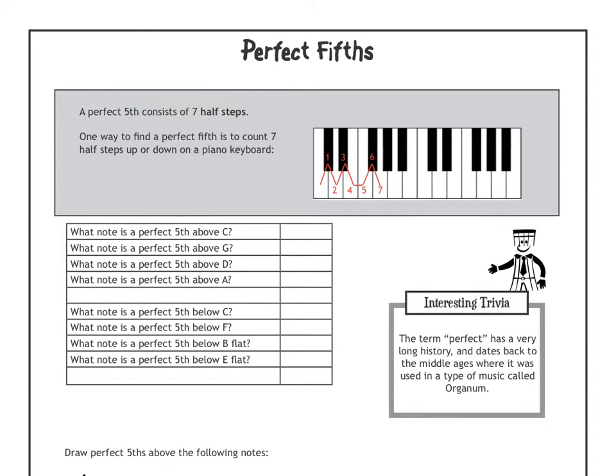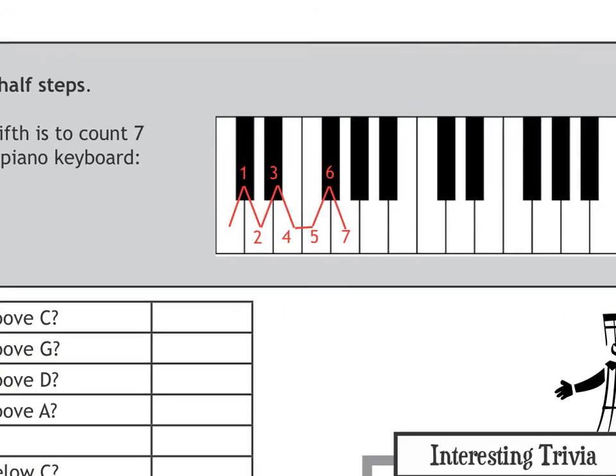All right, on this page, we're going to look briefly at perfect fifths specifically. Now, a perfect fifth, as it says here, consists of 7 half steps. A perfect fifth must contain exactly 7 half steps. One way to find a perfect fifth is to count 7 half steps up or down on a piano keyboard. So, in the example here, let's say you were on the note C, and I need to know what is a perfect fifth above C. I count 1, 2, 3, 4, 5, 6, 7. I land on the note G. I know that G is exactly a perfect fifth.